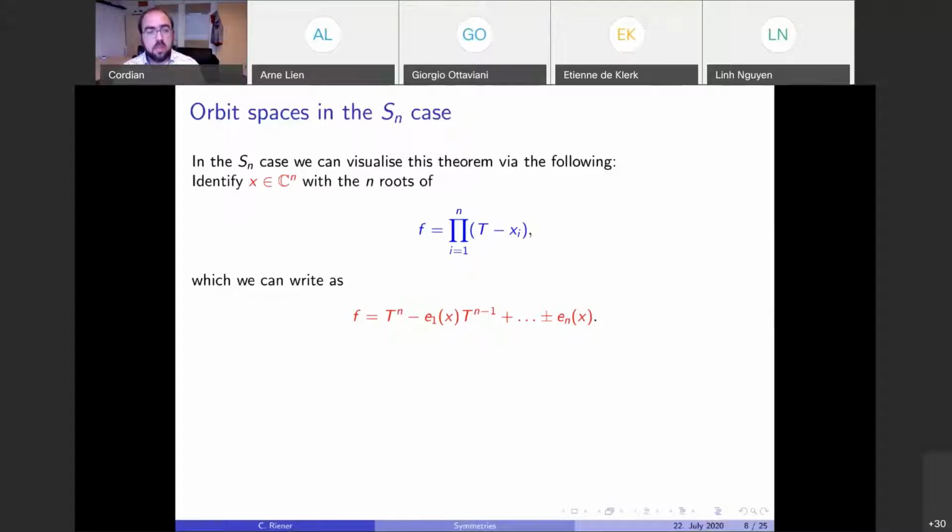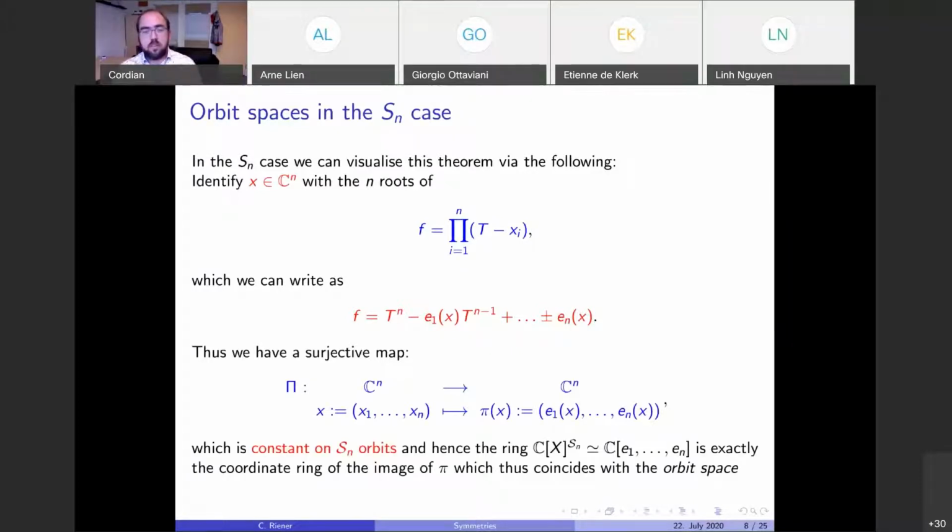So in fact, what we have is a surjective map. Why is the map surjective? Well, every univariate monic polynomial in the variable t of degree n has n roots. So to every selection of e1 to en, I can find a pre-image x1 to xn, which is well defined only up to the symmetry action.